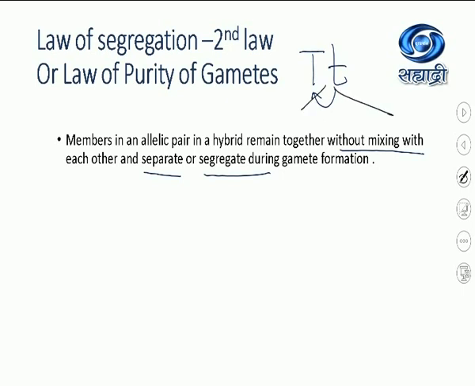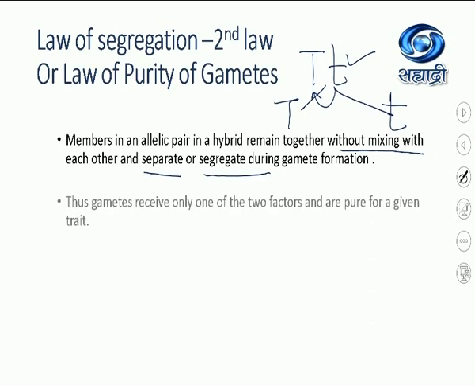So whenever gametes are formed, capital T will be segregating from small t. This is called the law of purity of gametes. I hope you have understood. Members in an allelic pair in a hybrid, capital T, small t, remain together without mixing with each other, and they will separate or segregate during gamete formation.